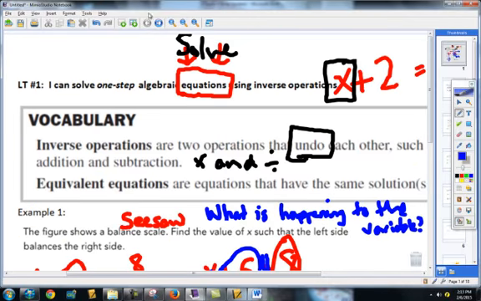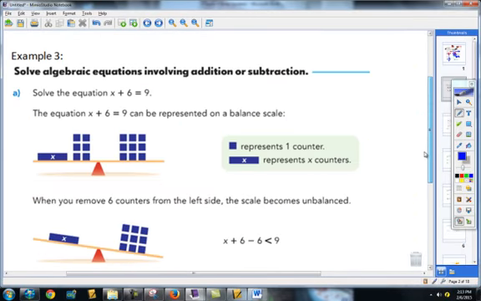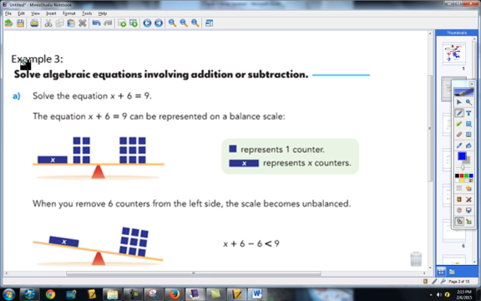Okay? Let's go to the, well, actually, I'm on the next page. Yours is just right below it. But okay, example number 3.